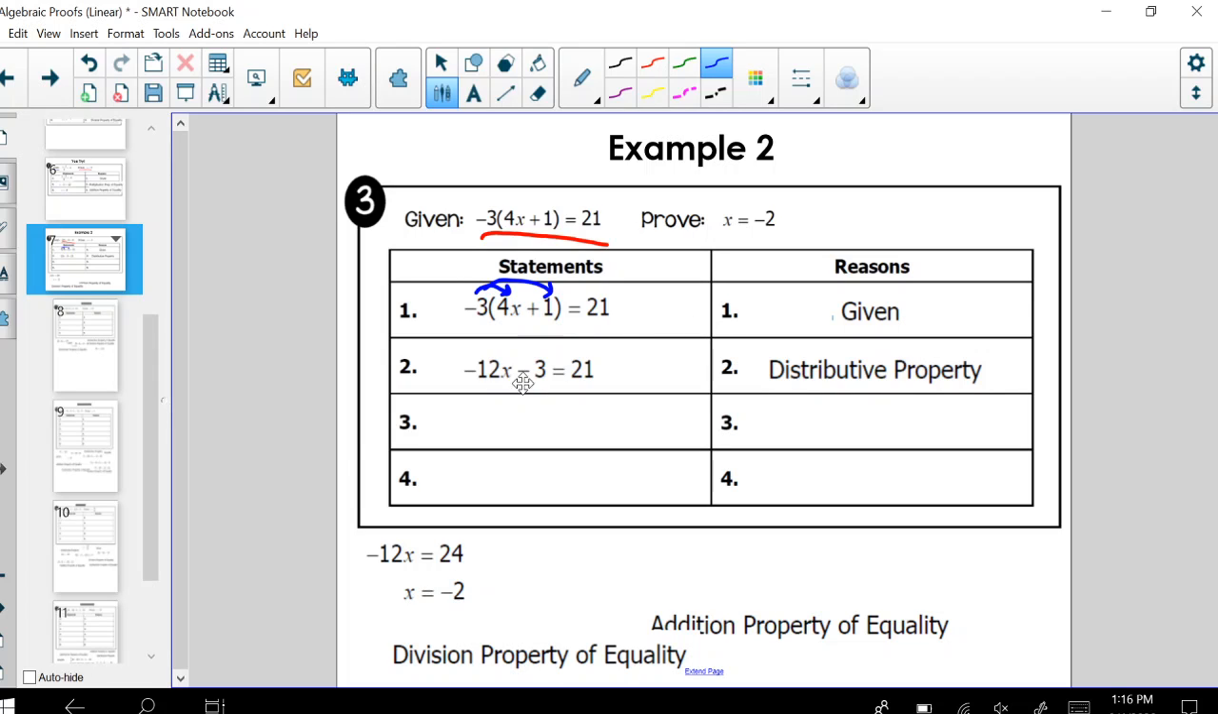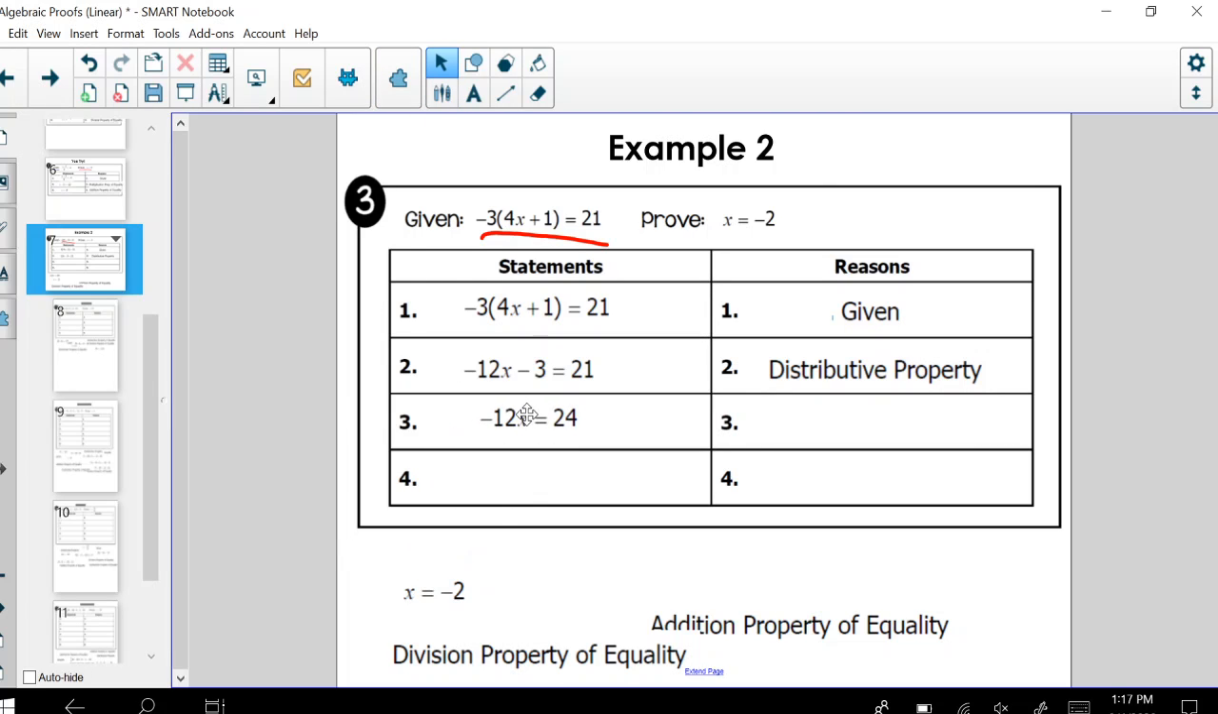Now from here I have a two-step equation, so my next step, I'm going to erase these rainbows since we don't need those anymore, would be to add 3 to both sides. So once I add 3 to both sides, because remember, we don't have to show the actual adding of 3 to both sides anymore, we show what happens once we do. I get negative 12x equals 24. Adding the same thing to both sides and saying they're still equal is my addition property of equality.